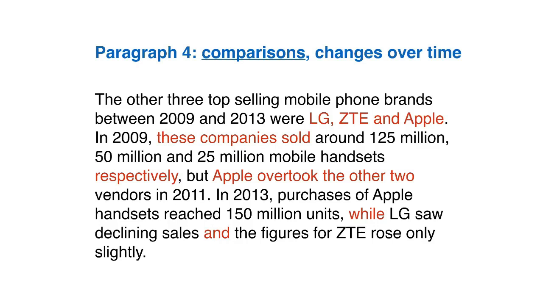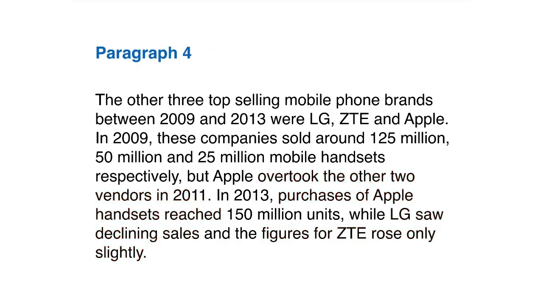Now let's look at the language for changes over time. Overtook the other 2 vendors in 2011. Purchases of Apple handsets reached. LG saw declining sales. Figures for ZTE rose only slightly. That's where we're talking about what happens over the years, the increase and decrease language. And that's paragraph 4 finished.